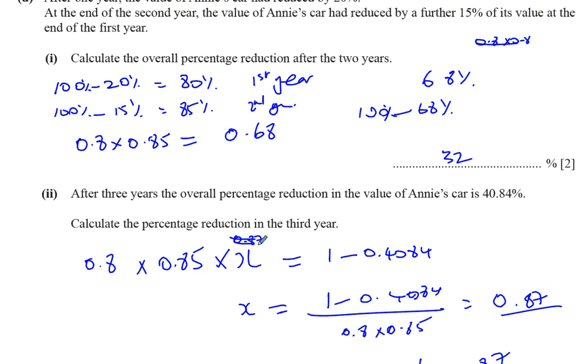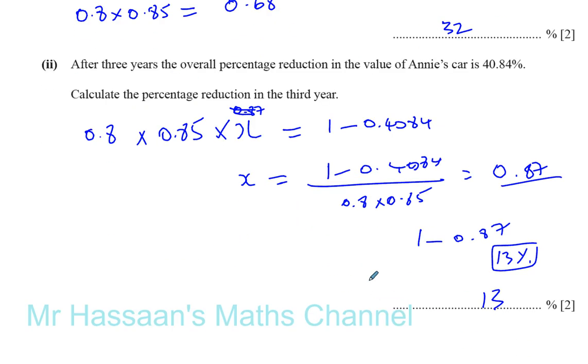That's the percentage reduction in the third year. Actually, that's not the percentage reduction. That's the amount it is of its value at the end of the second year. So the percentage reduction in that year is going to be 1 minus 0.87, which is 13%. So I hope that was clear.